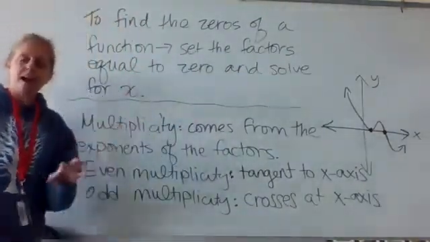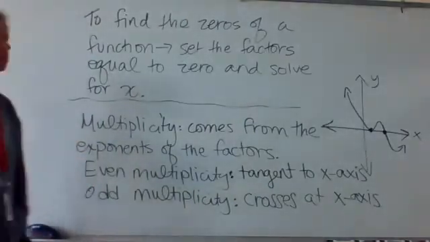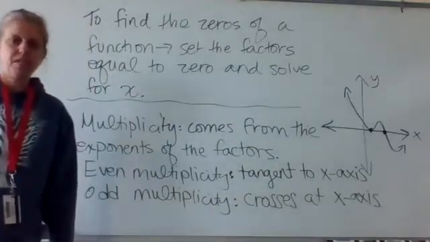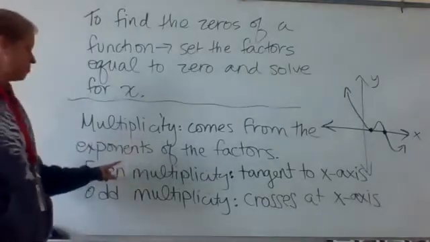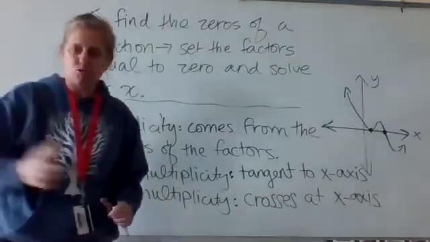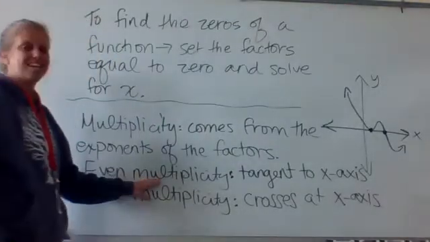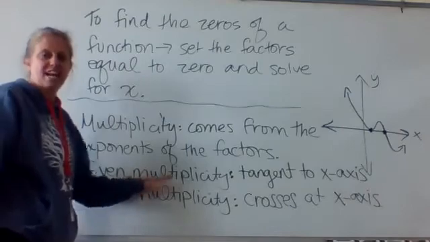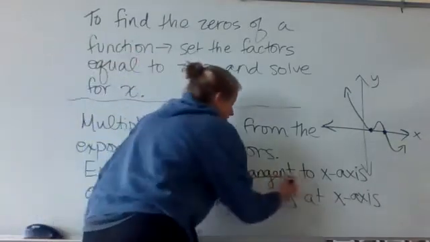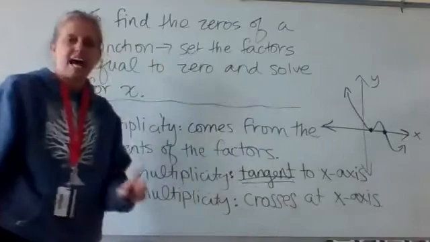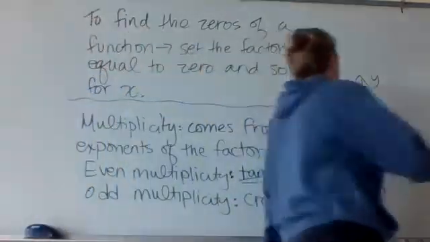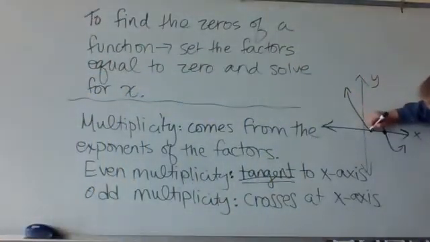Okay, what makes that happen is called its multiplicity. The multiplicity comes from the exponents of the factors. When we get into this, you'll see where all this is placed. If the exponent is even, it has even multiplicity, which means it's tangent to the x-axis. What this word means is this kind of x-intercept. It touches the x-axis and goes the other way. So that's what tangent to the x-axis means.